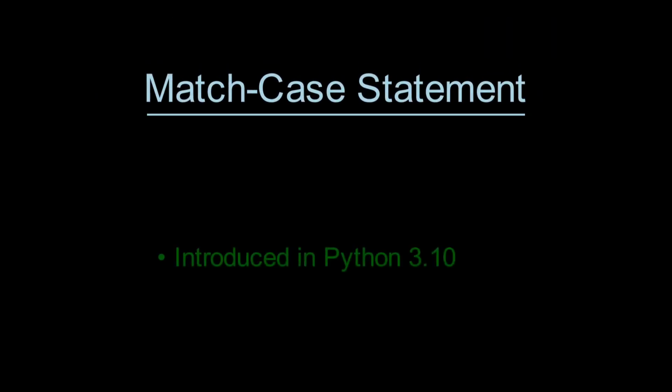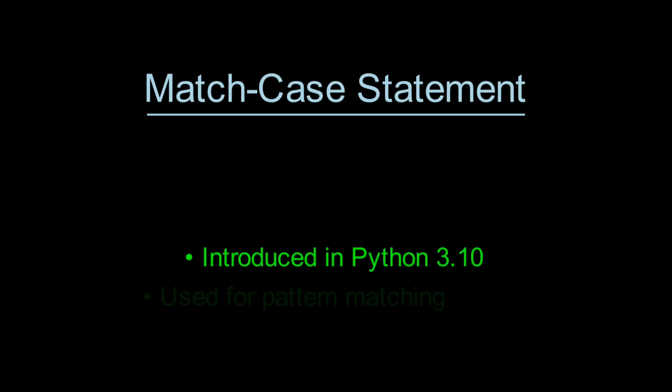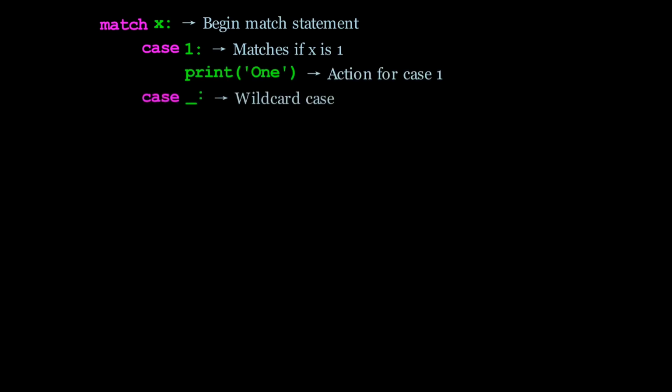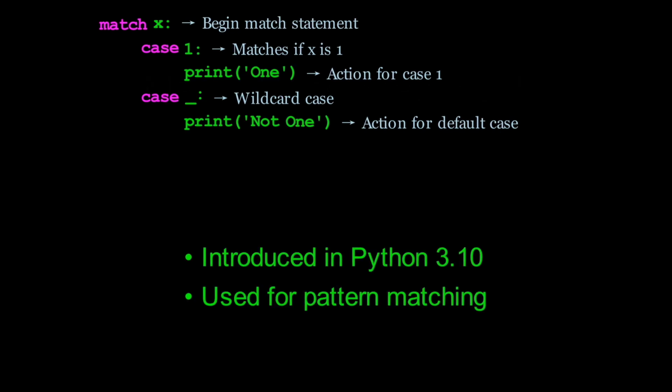Finally, let's explore the match-case statement. The match-case brings pattern matching capabilities to Python. It is particularly effective when checking a value against multiple possible patterns. In the example, we match the value of x against different cases. If x equals 1, we print 1. The underscore works as the wildcard character to catch any other value.